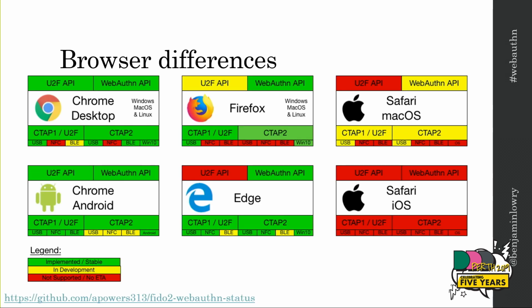There are a few little quirks. Some browsers support different things to others. It's not really important what all these boxes are, but the red is not supported and the yellow is in development. And you can see there are a few little boxes on each thing. Nothing is completely green. So there are a few little quirks along the way.